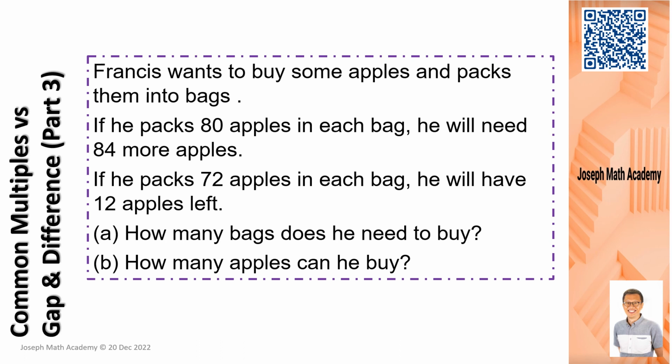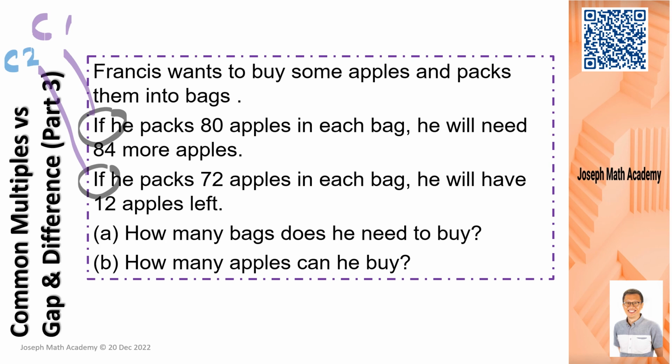Let's take a look at this. Francis wants to buy some apples and pack them into bags. If he packs 80 apples in each bag, he will need 84 more apples. If he packs 72 apples in each bag, he will have 12 apples left. So from these two pieces of information, the first if and the second if, we have two cases ready. Now let's write down: first if, case 1. Second if, case 2.